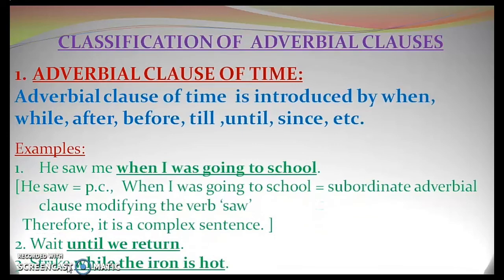Examples: He saw me when I was going to school. He saw me is the principal clause. When I was going to school is a subordinate adverbial clause modifying the verb saw. Therefore, it's a complex sentence. Another example: Wait until we return. Strike while the iron is hot.